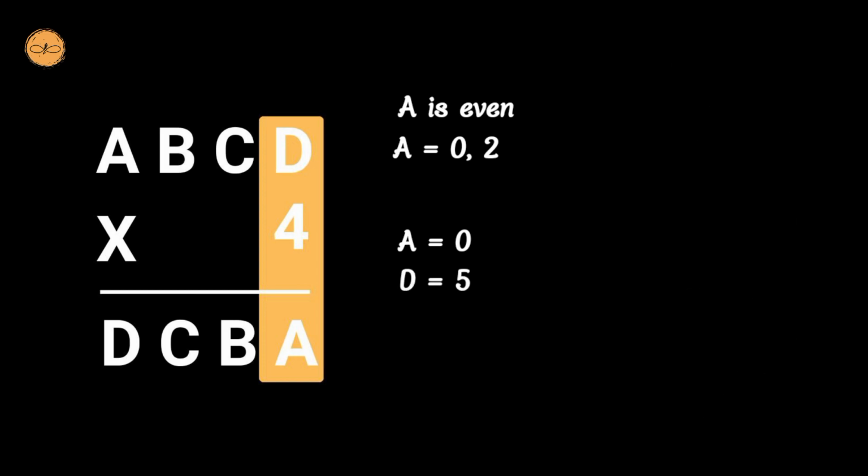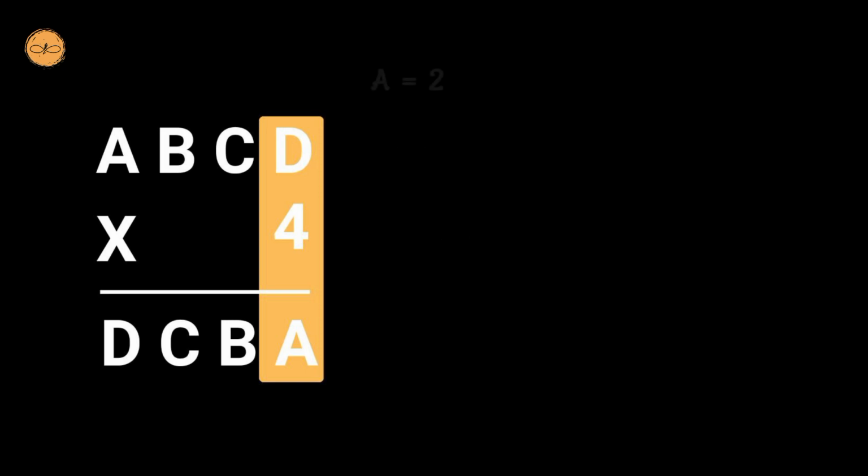So if A were 0, D would be 5, but then what's the largest number we could have if the leading digit is 0? It would be 985 multiplied by 4, and that results in 3940. So it doesn't get up to 5,000, so we know A equals 0, D equals 5 cannot be a possibility. So we eliminate it, and that means A must be equal to 2.